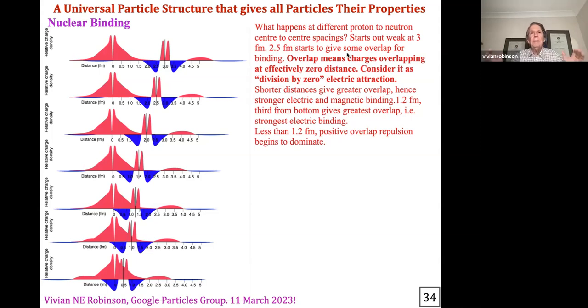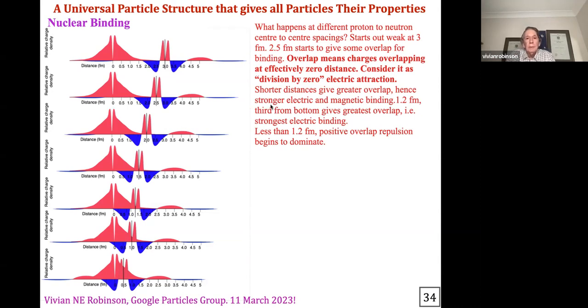Now, overlap means that charges, because they're rotating photons, are overlapping at essentially zero distance. You can consider this sort of binding as division by zero electric attraction. After all, plus 0.1 E overlapping minus 0.1 E at 0.1 FM has the same force as a plus E overlapping a minus E, or close to a minus E, separated by 1 FM. So it is a strong force.